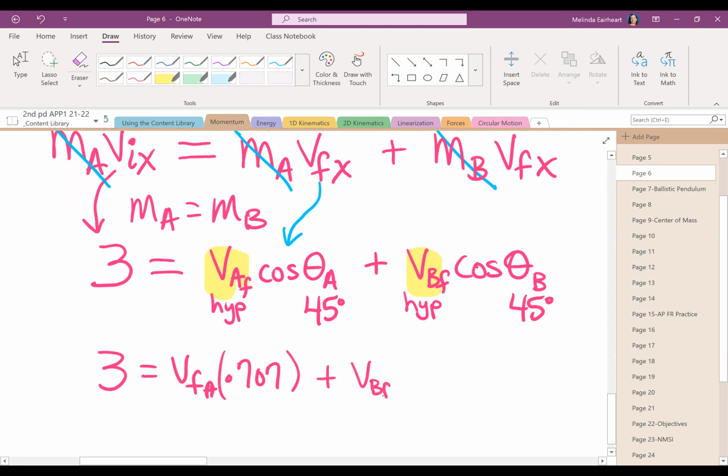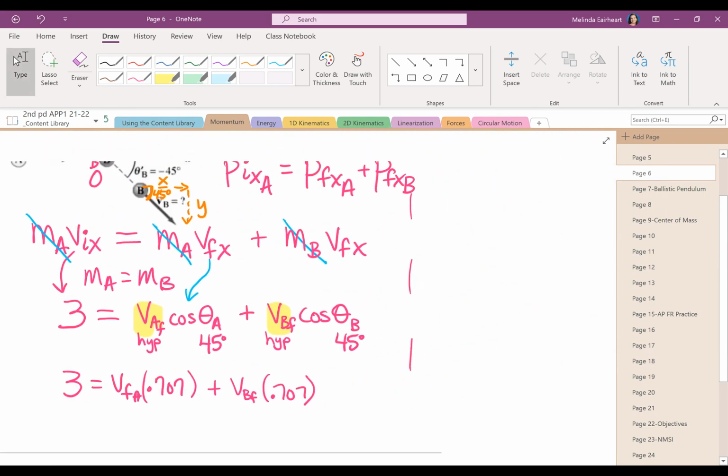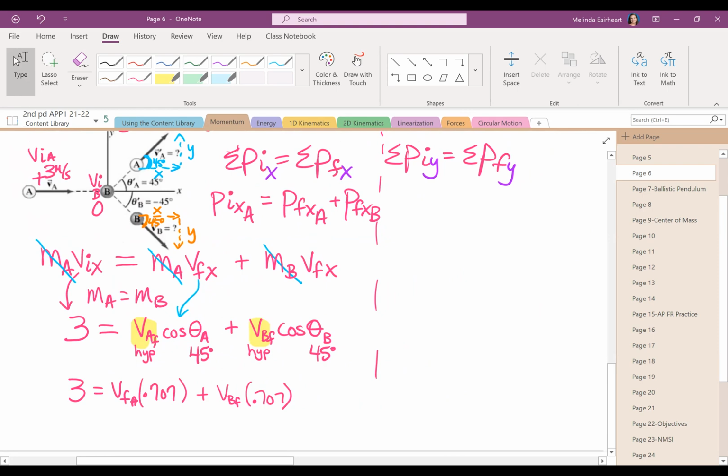plus VBF and 0.707. Everybody good there? And that's about as far as we can go here with this horizontal statement. So how do we solve for two unknowns? We need another equation. What's the other equation?